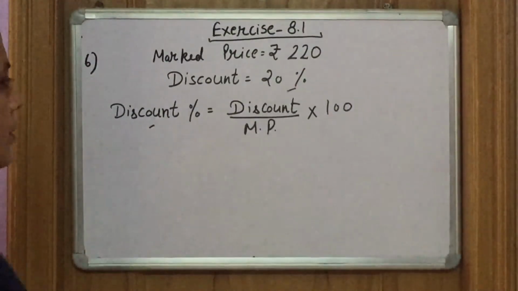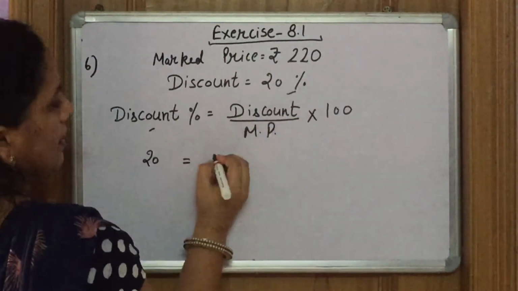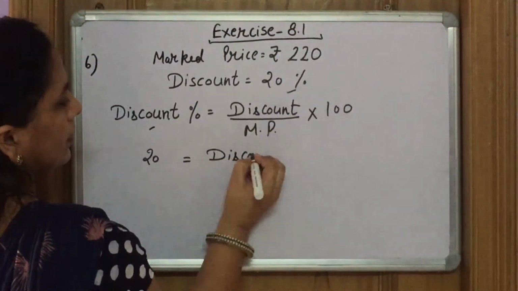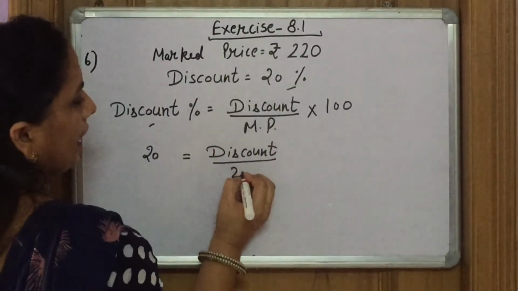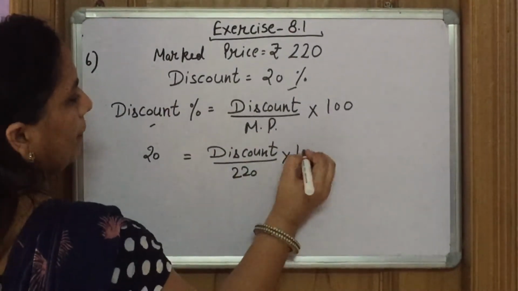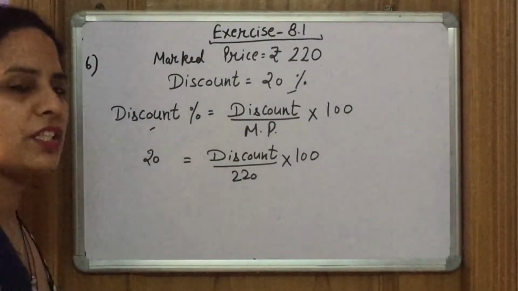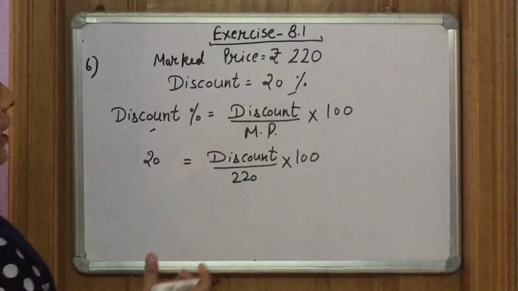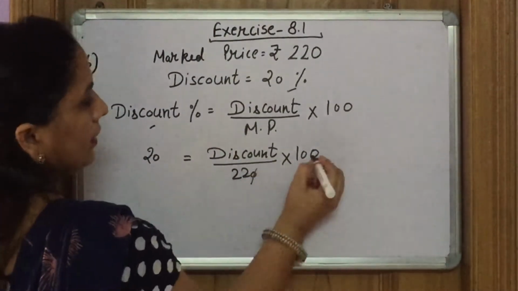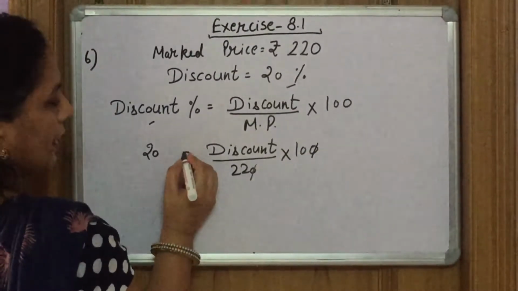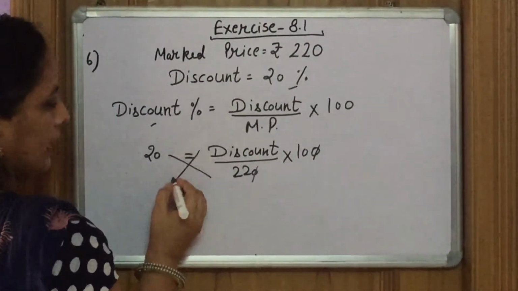Just put the values. So we can write here 20. Discount is not given, so just write it as it is. In the divide, we can write here 220 and multiply by 100. This is an algebraic expression. We can solve it by cross multiply or multiply and divide. So here we can cancel out the terms. Here we have the sign of equality. We can do here cross multiply.